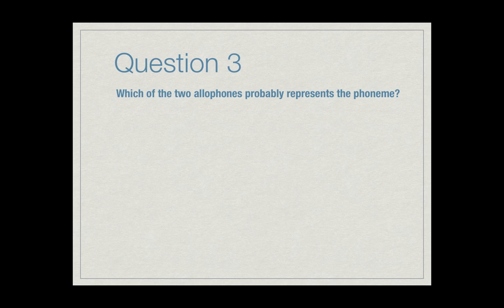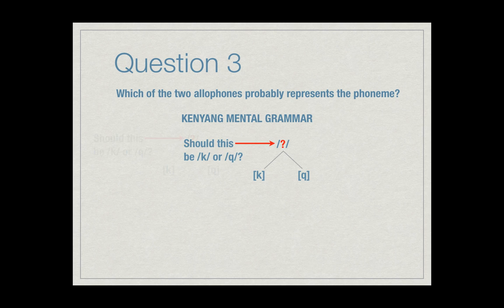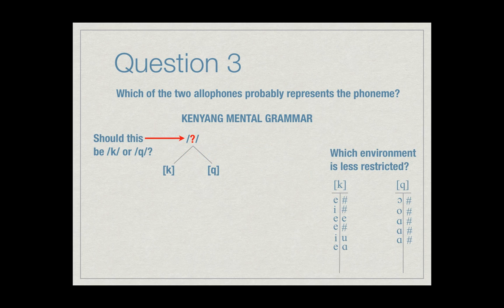Question 3 asks, which of the two allophones probably represents the phoneme? At this point, we can return to the issue posed earlier about how to represent the phoneme. Between the two allophones, how do we decide which one should represent the phoneme? One straightforward way of doing this is to determine which allophone occurs in a less restricted phonetic environment. The allophone with fewer restrictions is, in theory, the one which speakers of the language treat as basic or default in their mental grammars. It is the one which is used in every environment where it could occur, except for the environment of the other allophone.